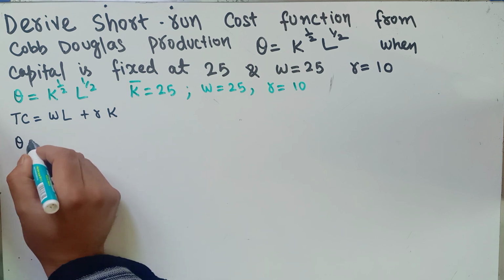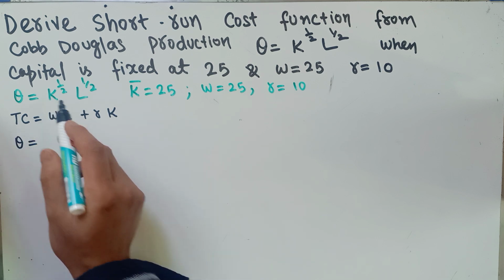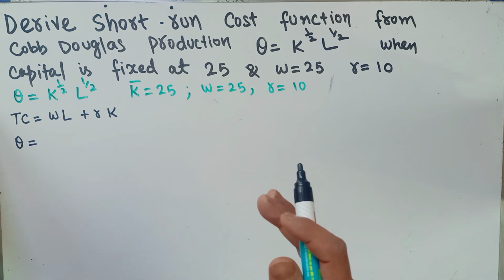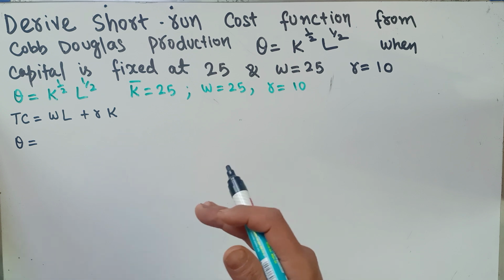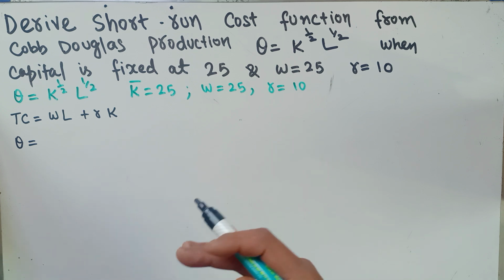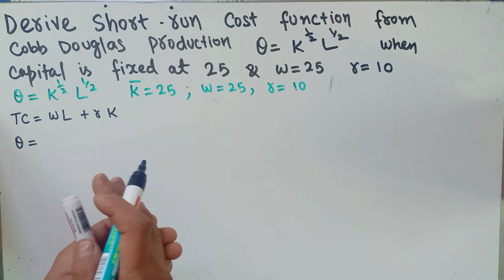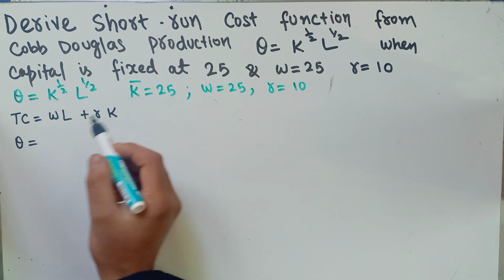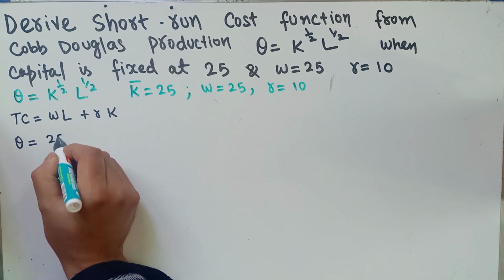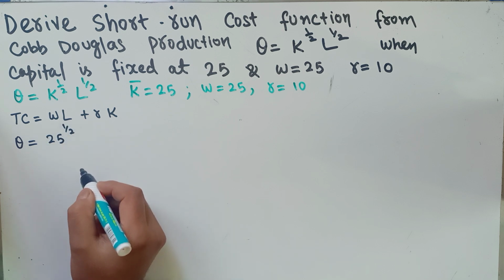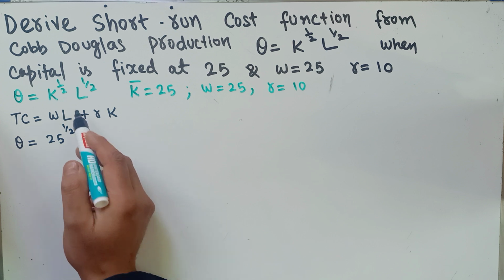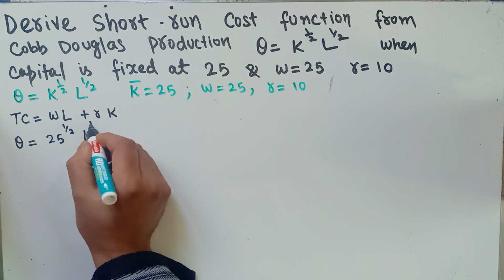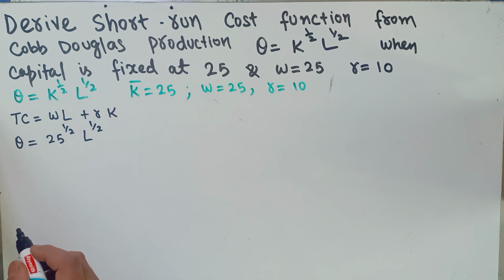Q will be equal to, now K is fixed in the short run. That means in the short run capital is fixed. We can only change the labor. Output will be a function of the labor. If you employ more labor, more output will be produced with the fixed capital here. So in place of K we have 25 units, 25 raised to the power 1/2, times labor, that is L raised to the power 1/2. Let us solve this for L.